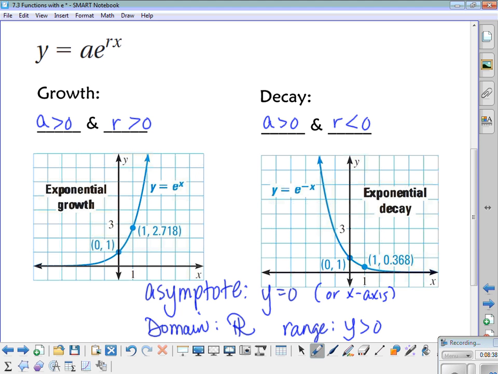So when you make the table, do you use 0? When you make the table, I'll be doing that on the next slide. You're going to plug in -1, 0, 1, and maybe 2.